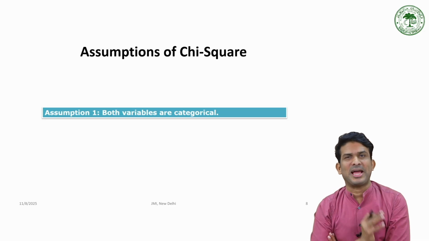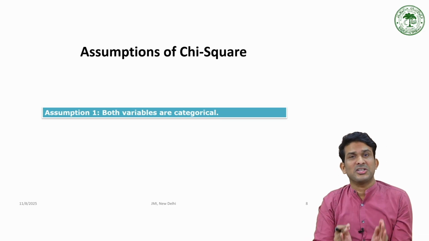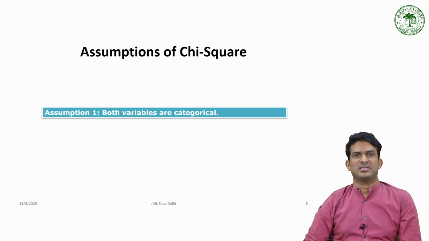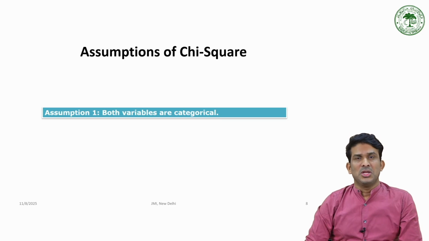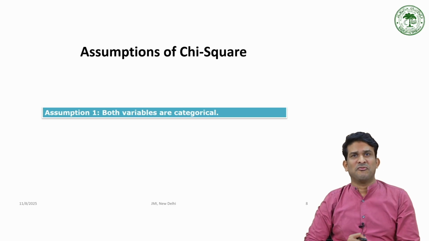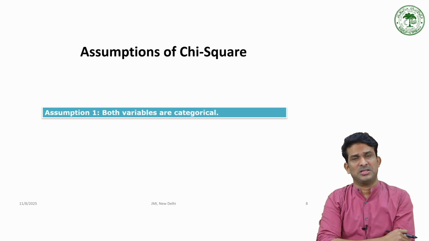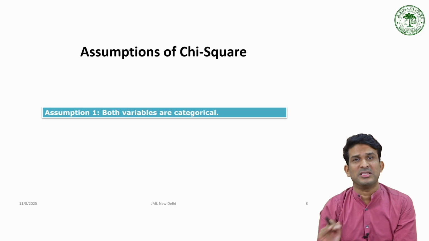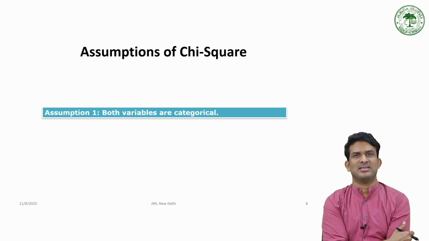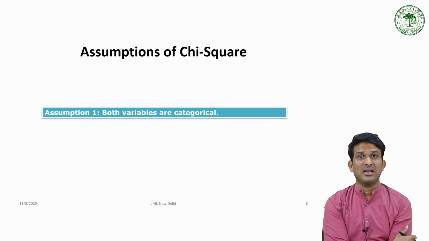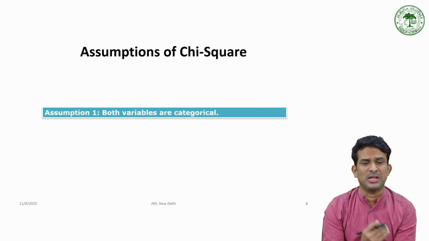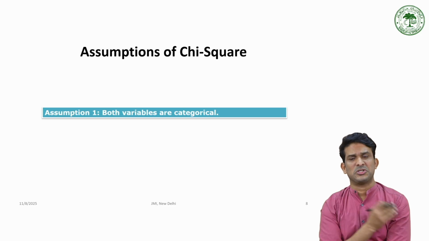Again, what are the assumptions of chi-square? For every statistical test, there are certain assumptions. As a student of statistics, as a researcher, you have to see whether your data set has fulfilled all the assumptions. Then only you can go ahead with the statistics. This is mandatory in statistical analysis. What are the assumptions related to chi-square? I am just mentioning 4 basic assumptions.